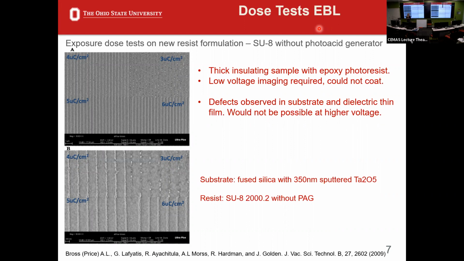We are looking at a quartz substrate. It's about a quarter of an inch thick. It has another dielectric on top of it, tantalum pentoxide. It was fused silica, so fused silica with tantalum pentoxide, and then SU8, which is actually an epoxy. It basically is an epoxy resist that you cure with the electron beam when you expose it. So we have insulator on insulator on insulator.